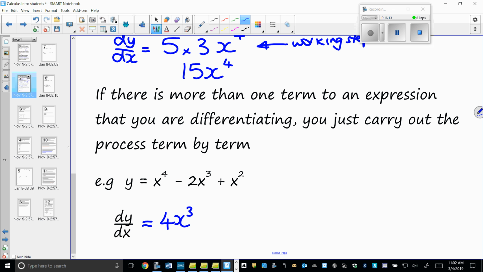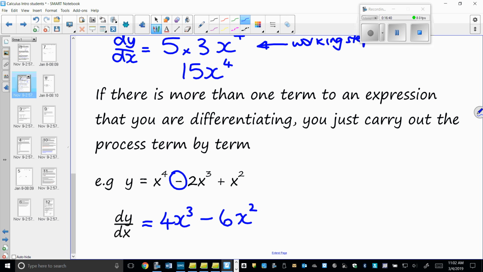Right. Dinah, what would my next one be? Good, so can we do that in our head, or do we want to do it separately? We can do that, can't we? What's 3 multiplied by 2? Now, this sign, who does this sign belong to? The 2. So we're going to write minus 6x squared. Are you all happy with that?